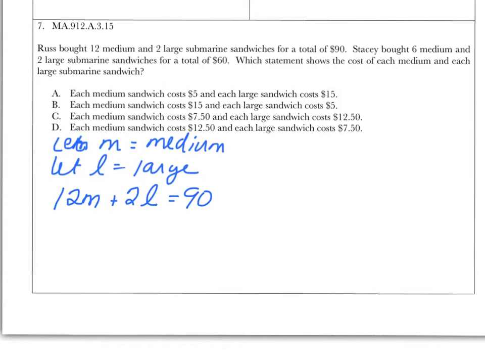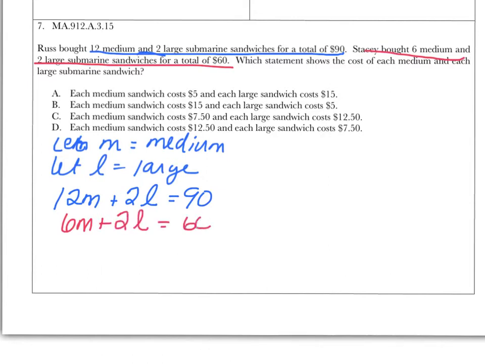Yeah. Okay. My second equation is from this, right here. That was my first equation. My second one, I'll do it in a different color, is right here. 6M plus 2L equals $60.